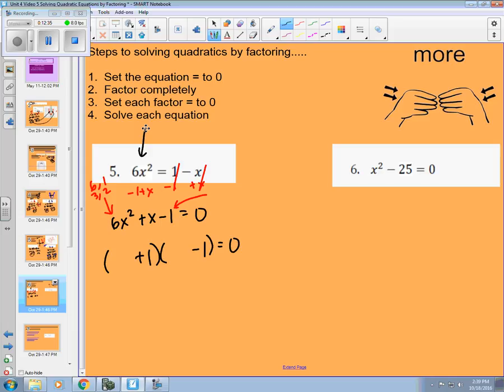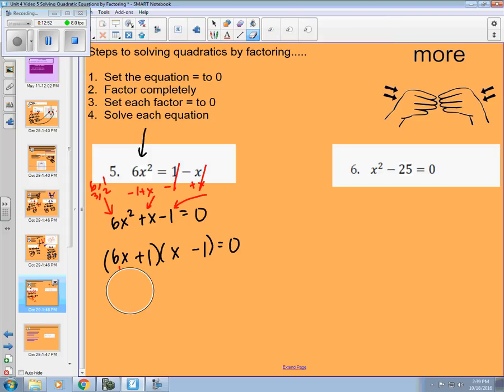So let's try 6 and 1 and see if that works. So to check it, times these together. That's negative 6x. That's 1x. If we add those together, that's negative 5. Is that what we see here? No, it needs to add up to 1.